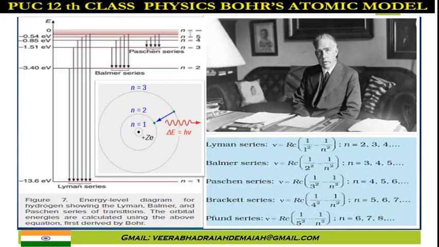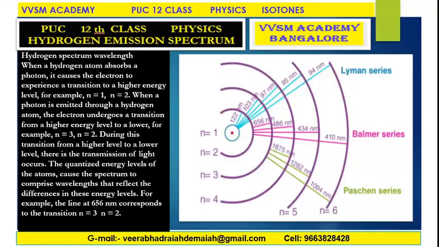The orbital energies are calculated using the above equation, first derived by the scientist Niels Bohr. This is the diagram where the photon is emitted, where delta E is the energy difference, equal to h nu, where nu is the frequency of radiation and h is Planck's constant. For the Lyman series, nu is equal to Rc times 1 by 1 square minus 1 by n square, where n is equal to 2, 3, 4, and the Balmer series similarly follows an equation.